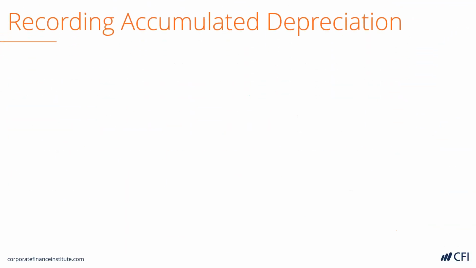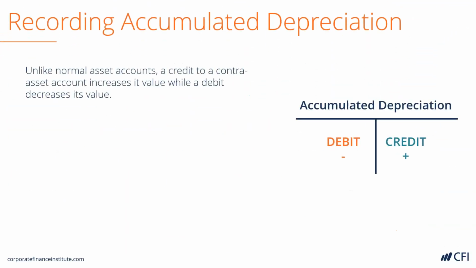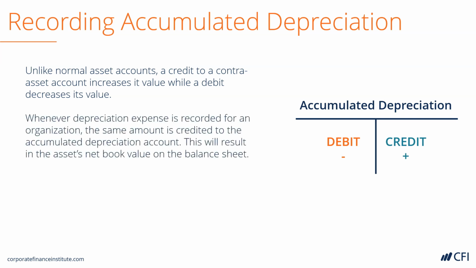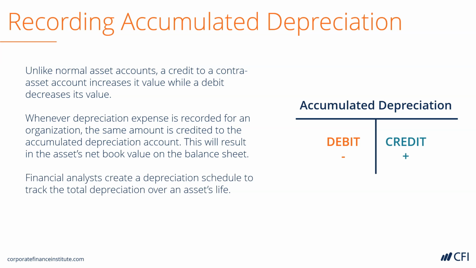Since accumulated depreciation is a contra asset account, it normally holds a credit balance instead of a debit balance, so credits increase its value while debits decrease its value. Whenever we record depreciation expense, the same amount is credited to the accumulated depreciation account, which lets us show the asset's net book value on the balance sheet. To properly track the total depreciation of an asset, financial analysts need to create a depreciation schedule.